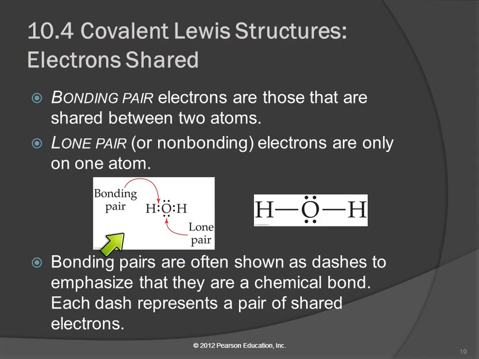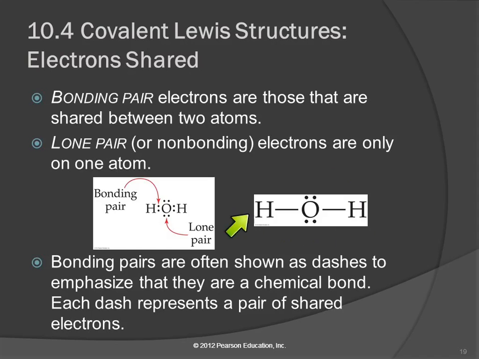So if we look at this Lewis structure for water, there are 2 different kinds of electrons in here. This pair of electrons between the hydrogen and the oxygen is called a bonding pair. Those are the electrons that are being shared. There's another bonding pair right here. There are also 2 pairs of electrons that are just on the oxygen and they're not being shared with another atom. These are called lone pairs because they're alone. They're just on the one atom. So we have lone pairs and we have bonding pairs, and we need to know the difference.